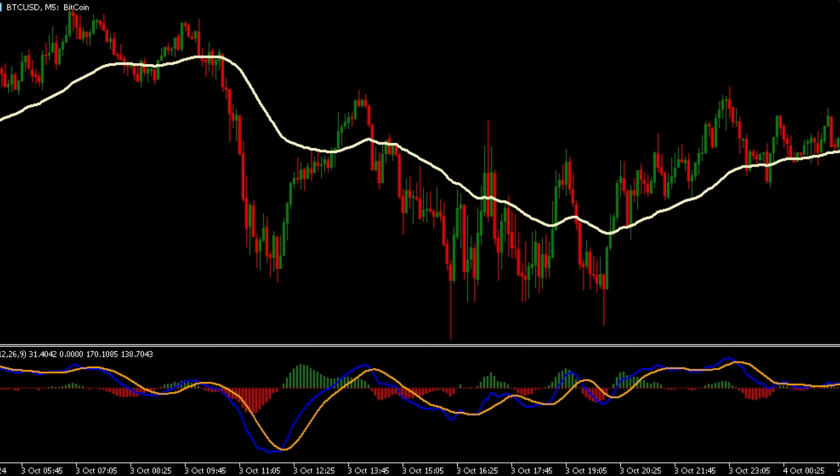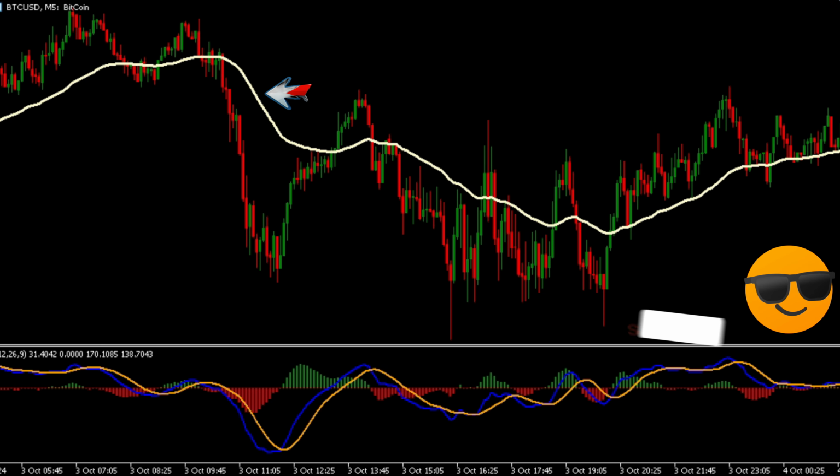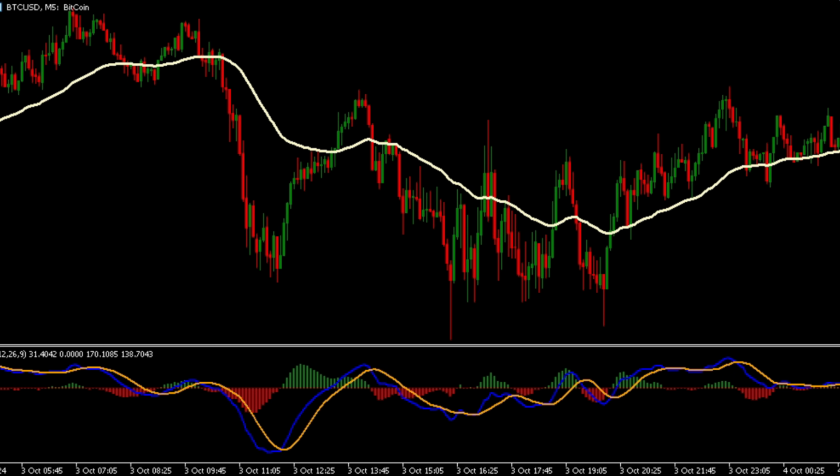If the price is above the 200-day MA, the market's in an uptrend. If below, it's in a downtrend. Now, let's get strategic. You want to buy only when 1. The MACD lines cross below the zero line and cross upward. 2. The price is above the 200-day moving average. For short trades, just flip it. 1. The MACD lines cross above the zero line and cross downward. 2. The price is below the 200-day moving average.